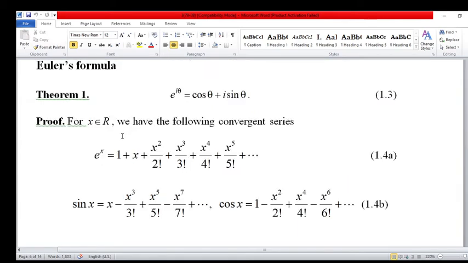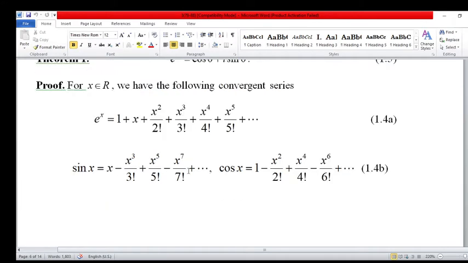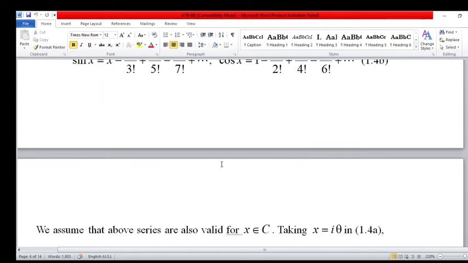repetition. Now this is the expansion series: 1 plus x plus x square upon 2 factorial plus x raised to the power 3 upon 3 factorial plus x raised to the power 4 upon 4 factorial and so on. And this is the sine series: x minus x cube upon 3 factorial plus x^5 upon 5 factorial minus x^7 upon 7 factorial, and this is the cos series. Expansion series, sine series, cos series.